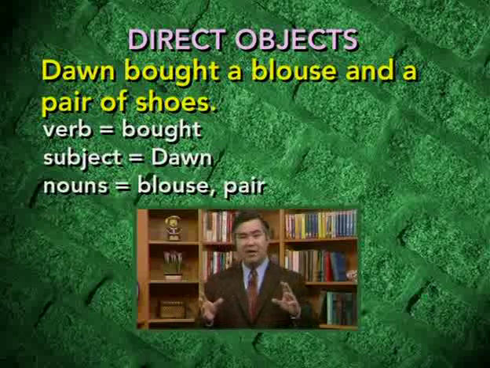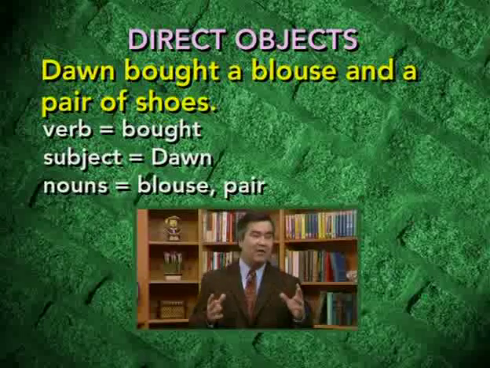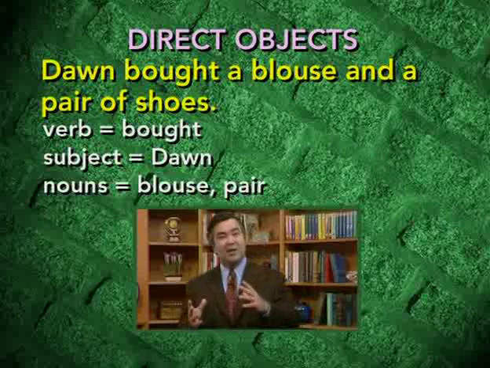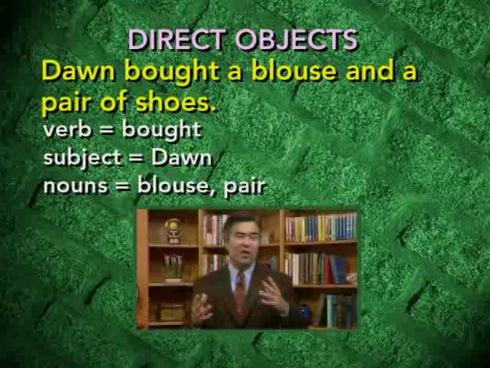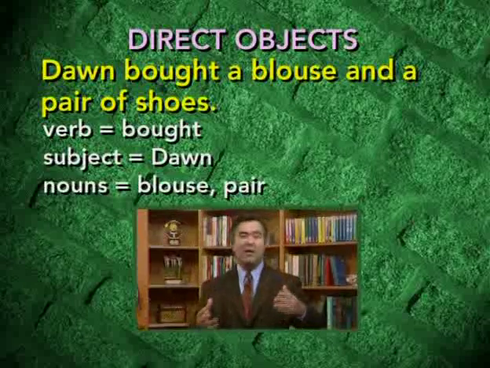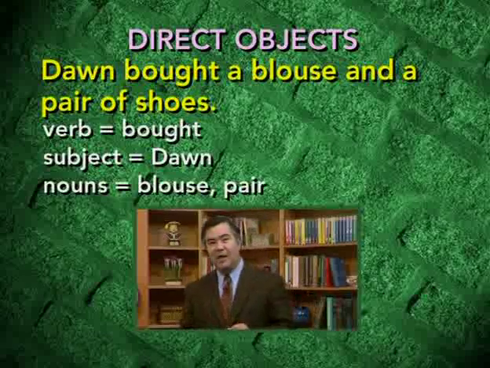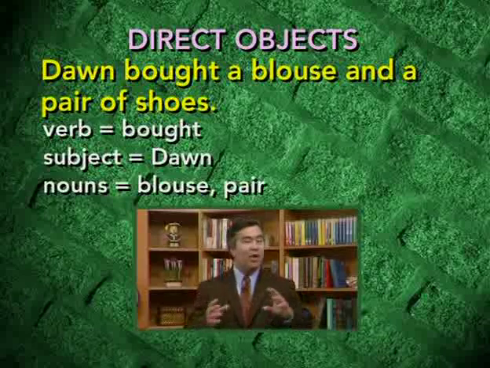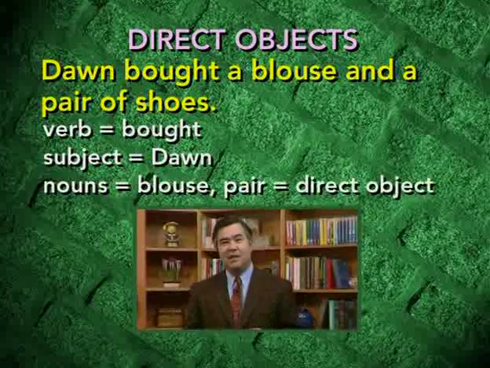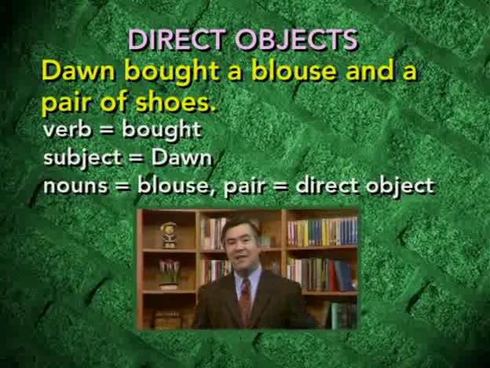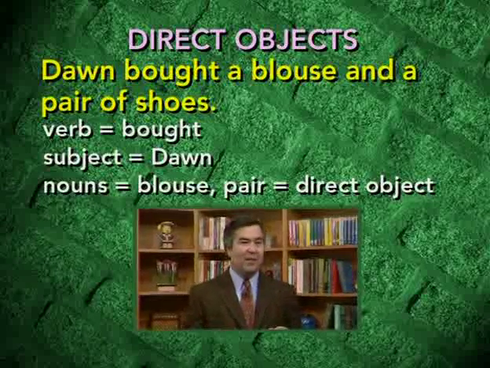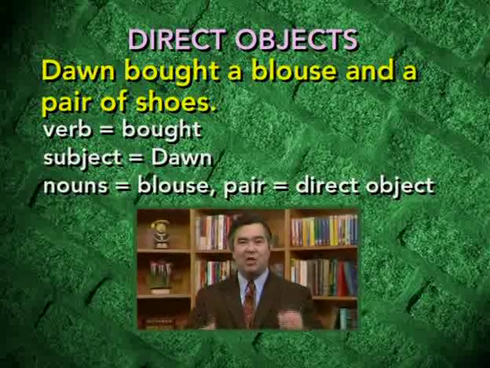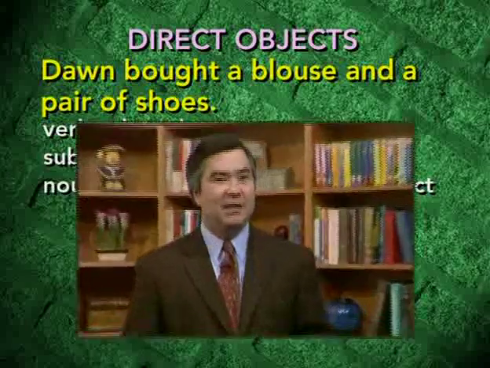The other words that are there give us a little more information. What kind of blouse? A blouse. What kind of pair? A pair, and a pair specifically of shoes. So those other words give us more information about what kind of blouse and what kind of pair. Those two nouns, blouse and pair, are the two words that both go to make up the direct object in this sentence. So this is an example of how a sentence may contain a compound direct object with two or more things, both of which receive the action of the transitive verb, in this case, bought.